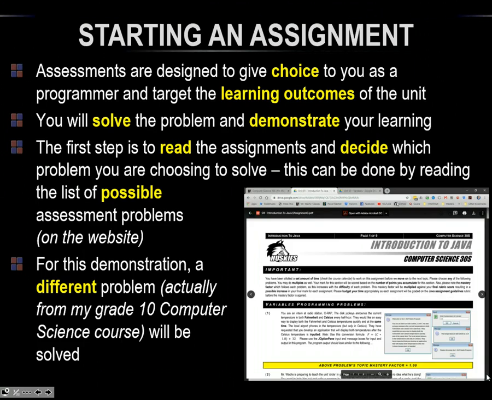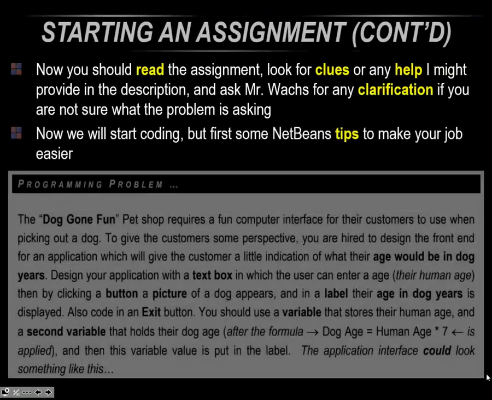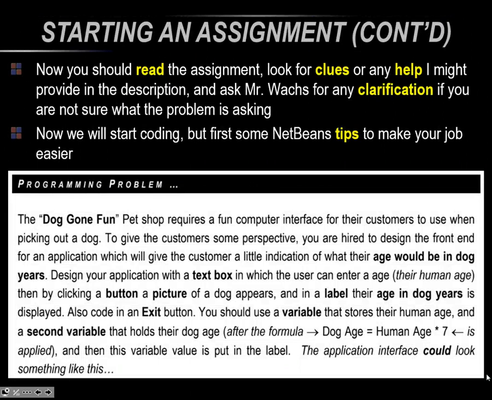So the first step is to read the assignment and decide which one you're going to solve. This can be done by reading through the list of all the possible assignments in the document on my website. For this demonstration, I'm going to choose a problem from my grade 10 computer science course, which isn't as much choice-based. You do the assignments one by one, but it's a good one to start with. In this assignment, you want to read through it and look for any clues.